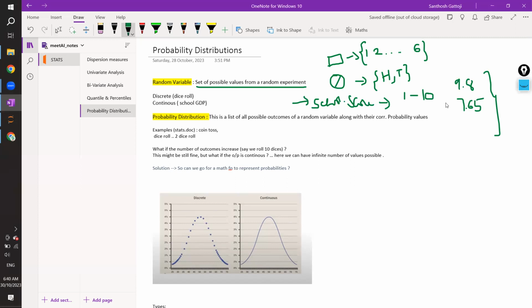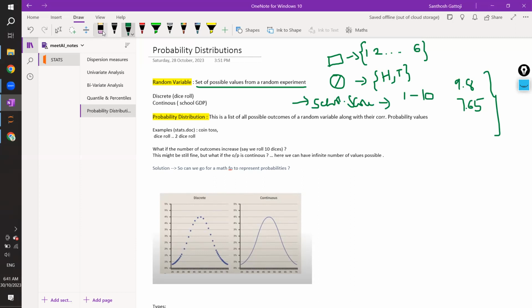Agree? Apart from this, you can think of any set of random experiments, right? For example, you are writing an exam. What are the possible outcomes? Pass or fail. Fine. You are going for your interview. Selected or not selected. Agree? Those are all the possible values, and the set of all those is called the random variable. Fine.